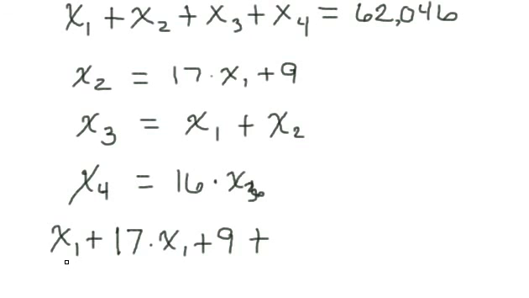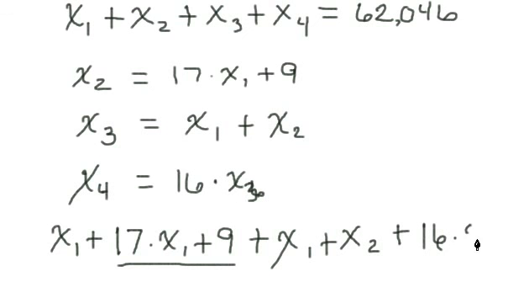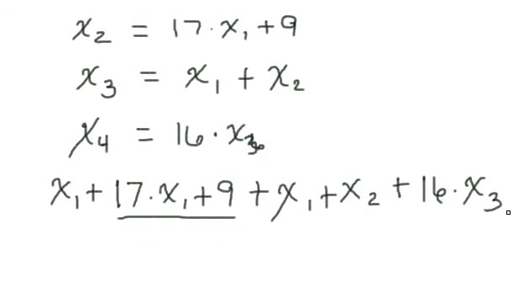Alright, let's see. So we've got the first integer. This is the second integer. The third integer is x of 1 plus x of 2, and then the fourth integer is going to be 16 times x of 3. But we still need to get this all in terms of x of 1. So we remember we can now substitute in for x of 2 here, because x of 2 is 17 times x of 1 plus 9.